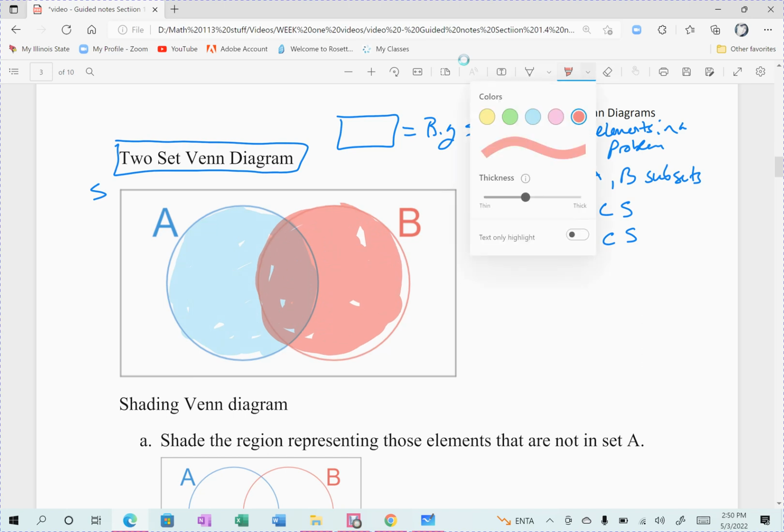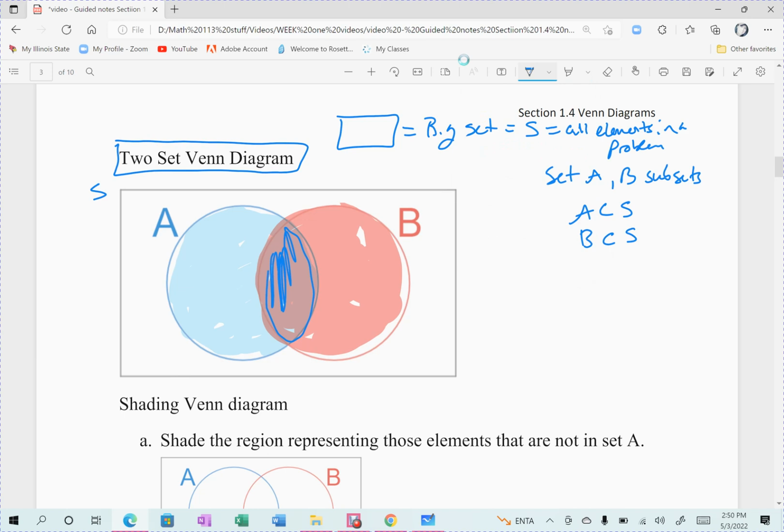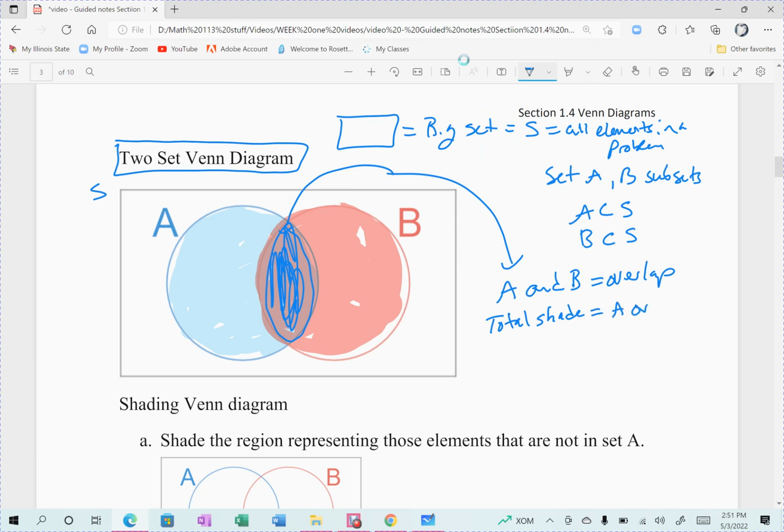And then you'll notice there's this overlap. That area in the middle would be everything in set A and B. The total shaded area, which includes the red B and the blue A, would be everything in A or B. The white area on the outside would be everything not in A or B, everything from my group S that is not in group A or group B, everything that's left over. And that's what the Venn diagram is.